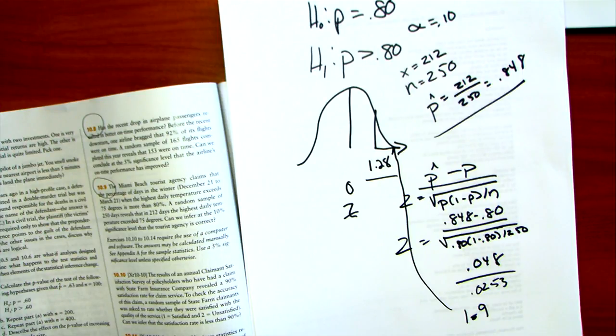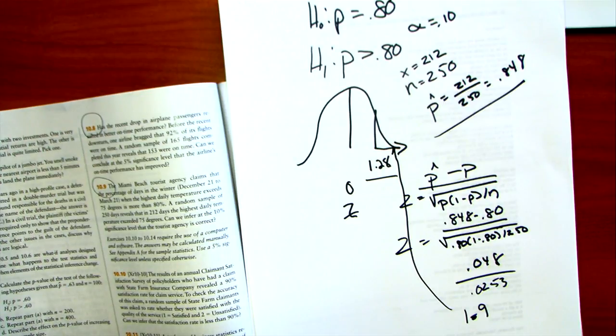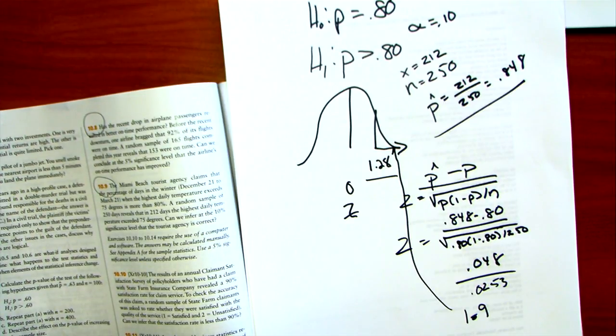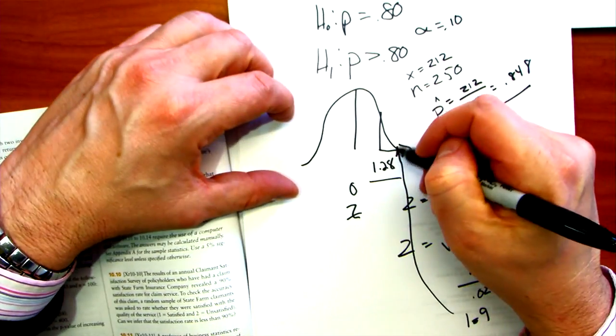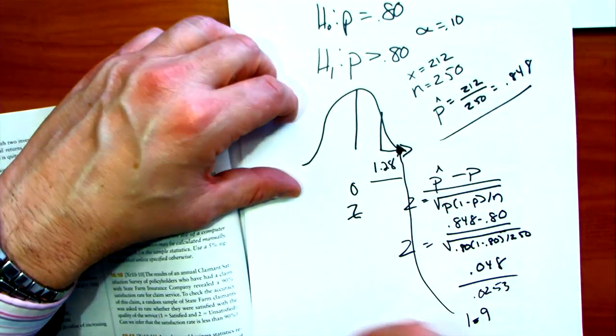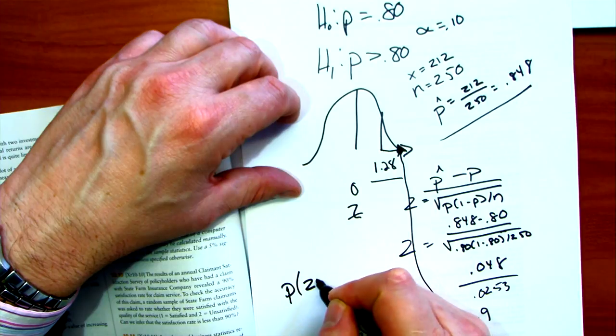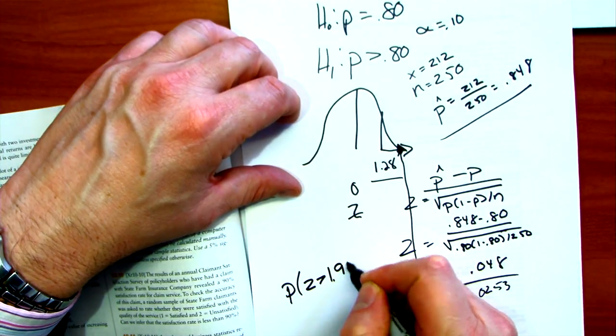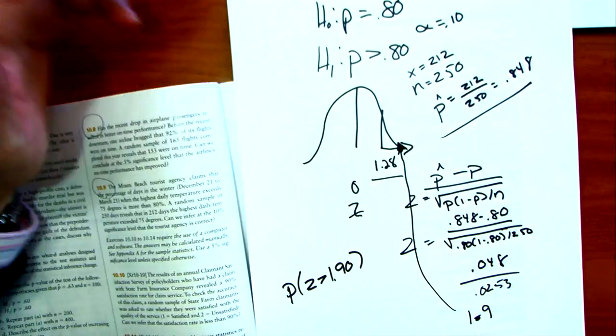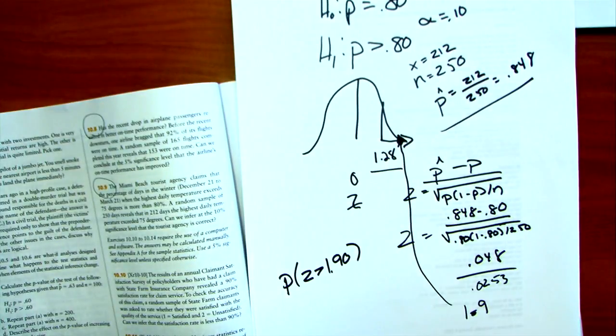If I want to know exactly how much evidence I have, what do I calculate? The p-value. The probability of observing a value at least as extreme as the one computed. The one computed is 1.90. So what's the odds that we get a value as extreme, in this case greater than 1.90?